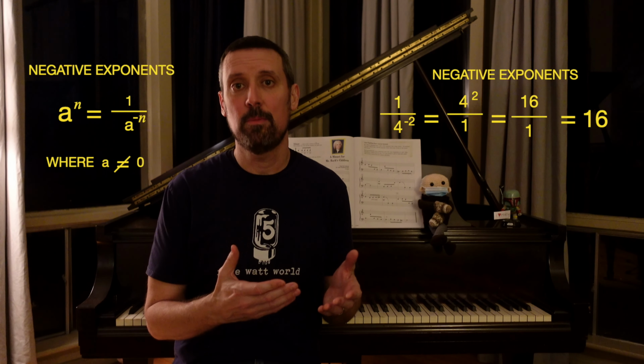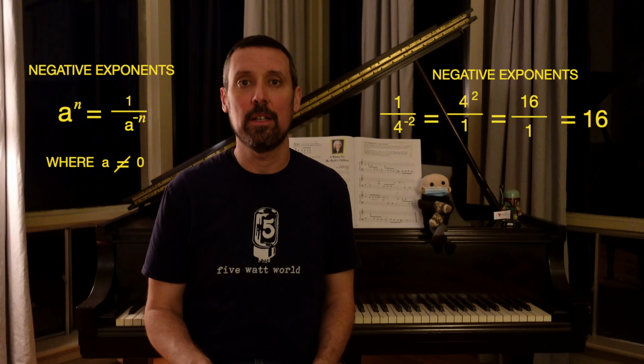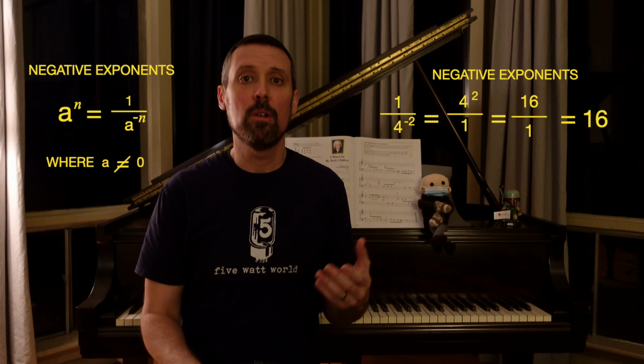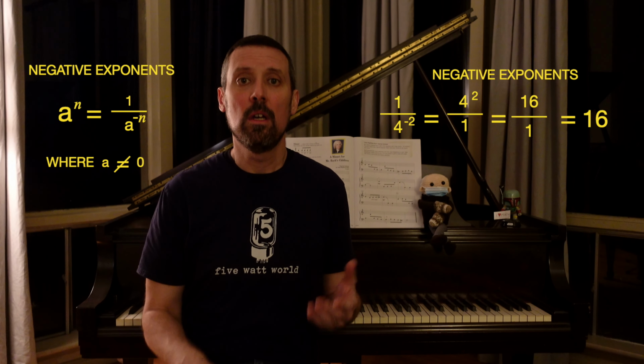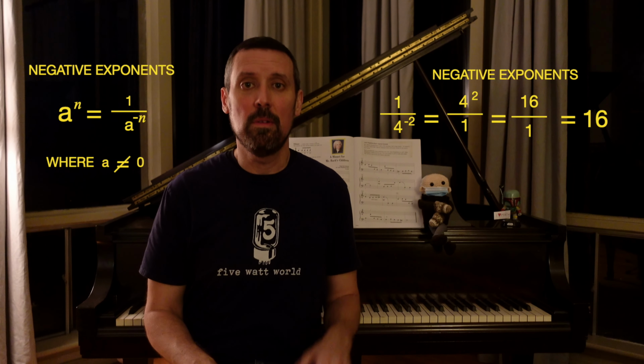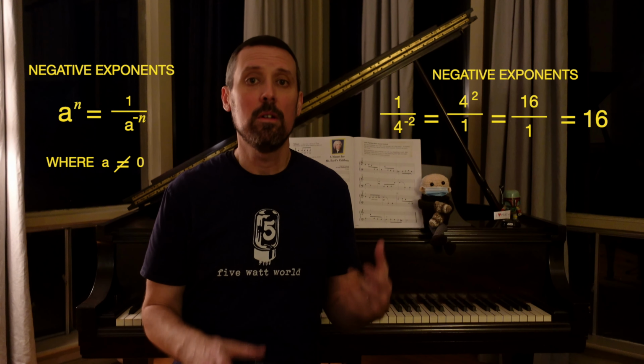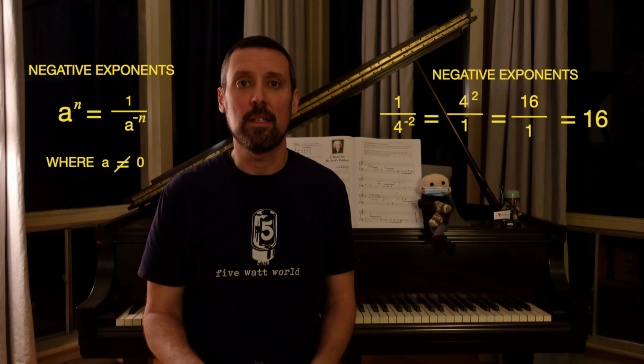In my rush, I forgot to discuss what we do when we see a negative exponent in the denominator of a fraction. So, for example, if we have 1 over 4 to the power of negative 2, the ultimate result is going to be 4 to the second power over 1, or 16 over 1, or 16.